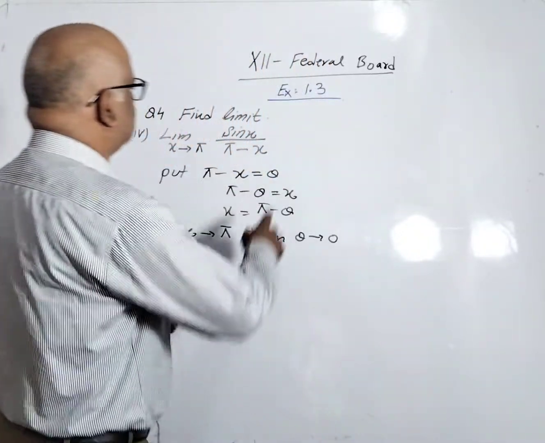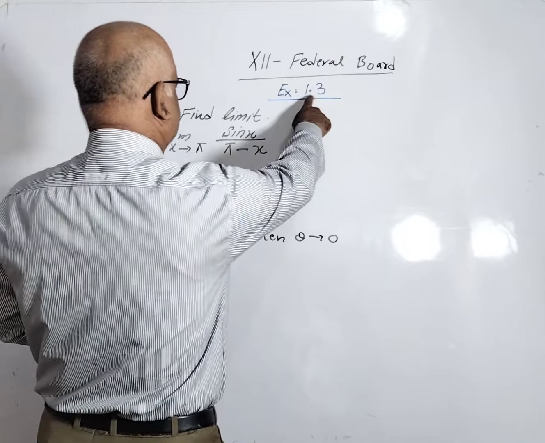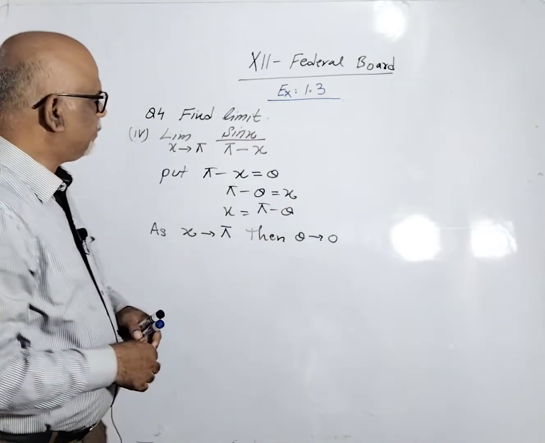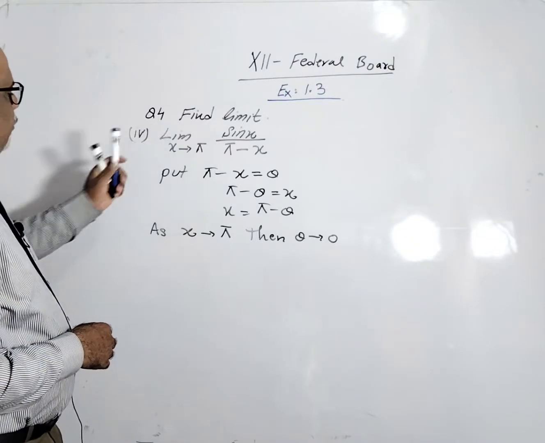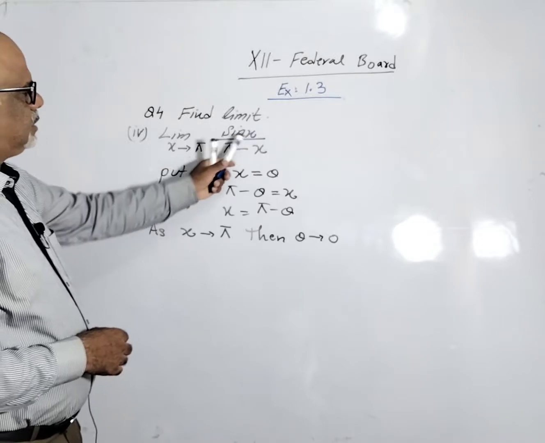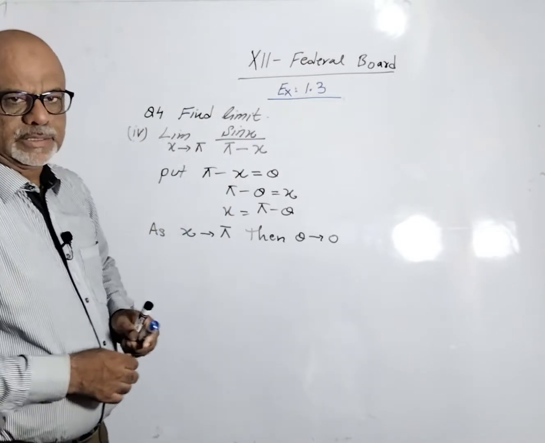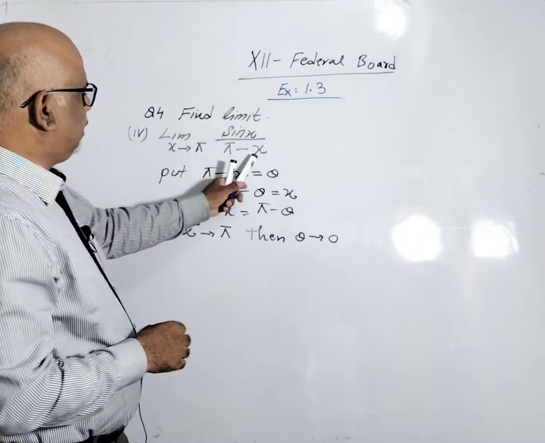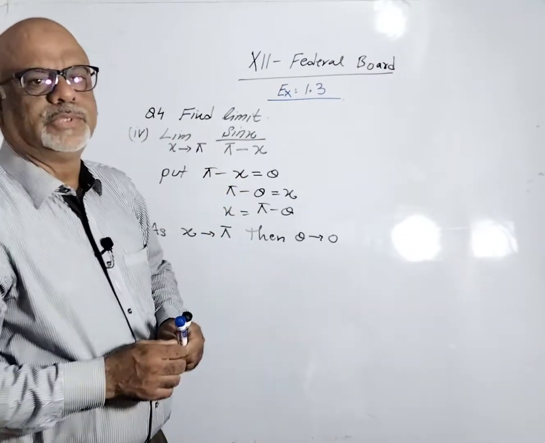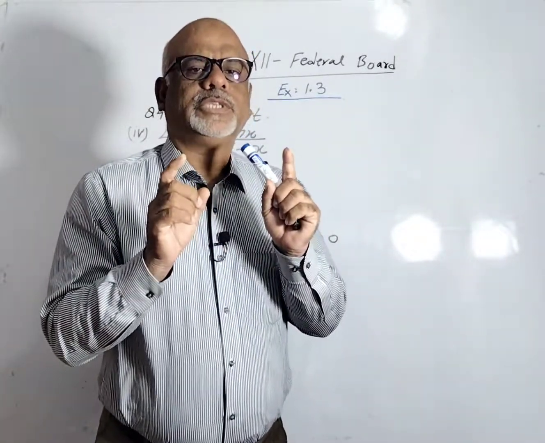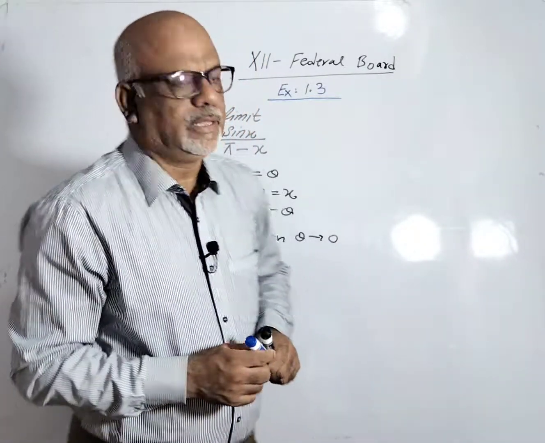Today we are going to discuss the second year Federal Board exercise 1.3, question number 4, three parts. Now see question number 4, the fourth part: limit x tends to pi of sin x divided by pi minus x. Here we are not supposed to apply the direct limit. If we apply the direct limit, the denominator becomes 0, which means we have to simplify the question before applying the limit.